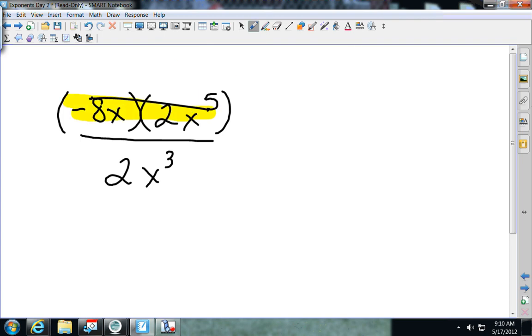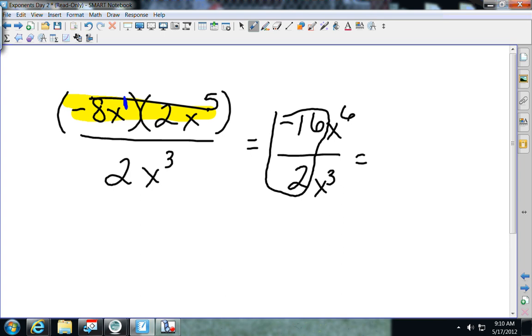Here, there we go. Okay, so I have negative 8 times 2, which is negative 16, x to the 6, because you add the exponents, and even though it looks like I crossed it out, there's a 1 right there, all over 2x to the 3rd. So now I have, take negative 16 divided by 2, negative 8, subtract the exponents. 6 minus 3, x to the 3rd.